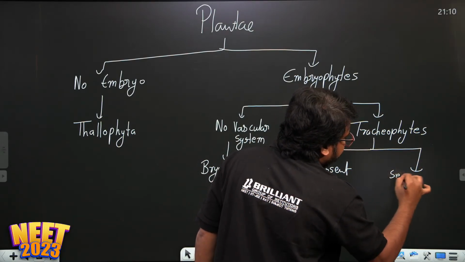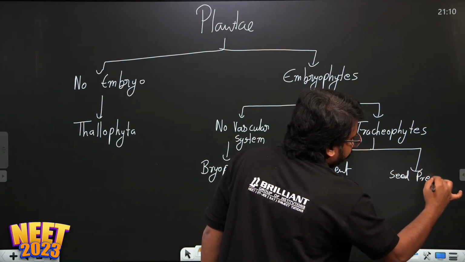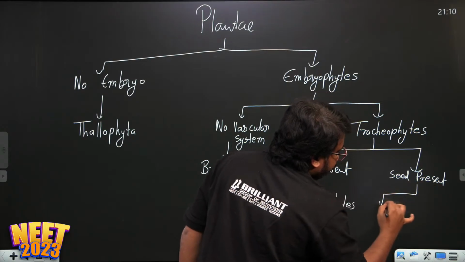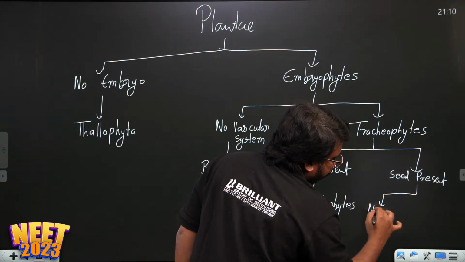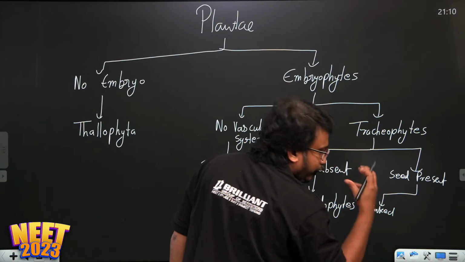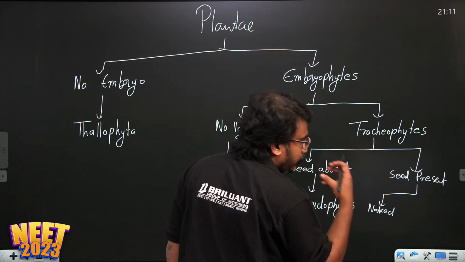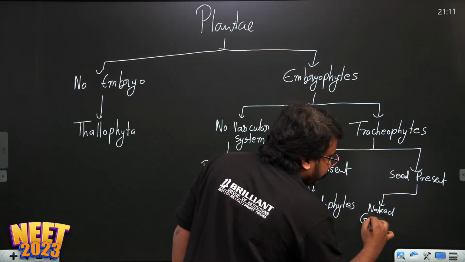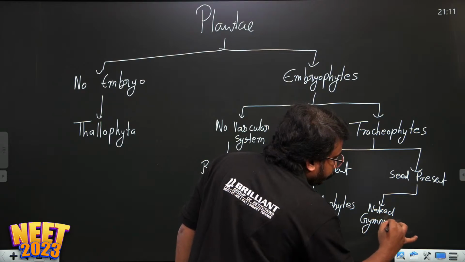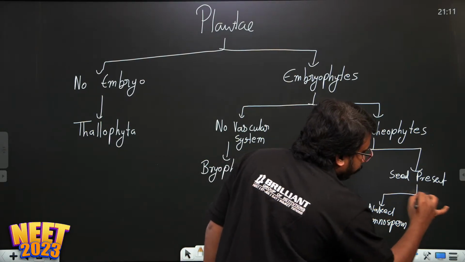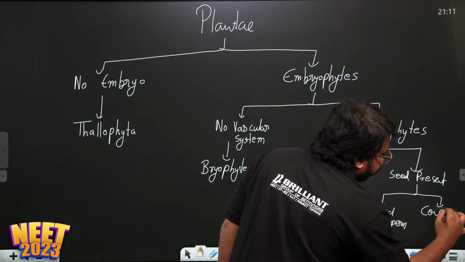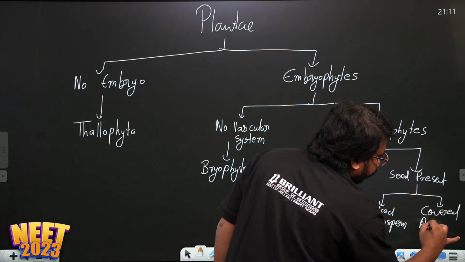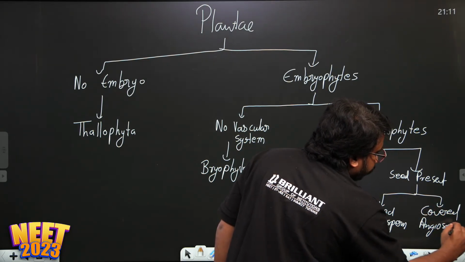Then if the seed is present, but if the seed is uncovered or it is naked, if the seed is naked or it's not covered by a coat and all, then we will be placing it under Gymnosperm. But if the seed is covered, then it is placed under Angiosperm.